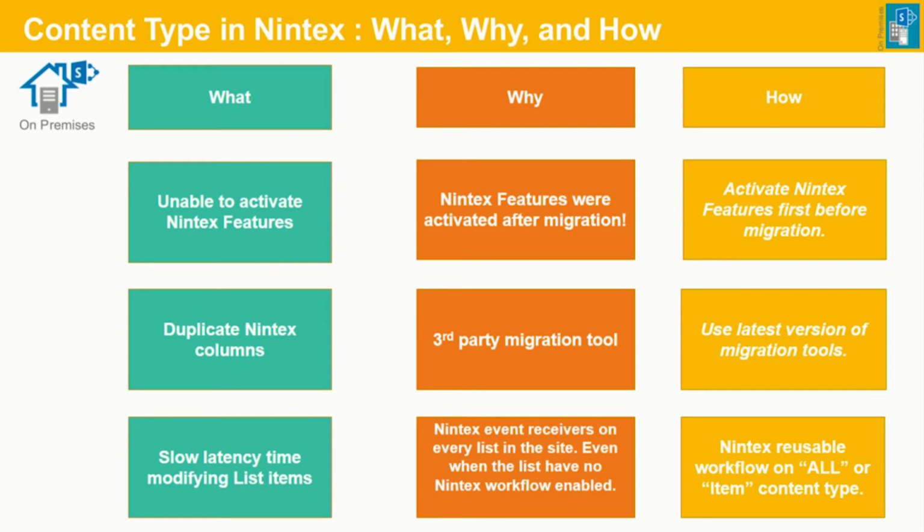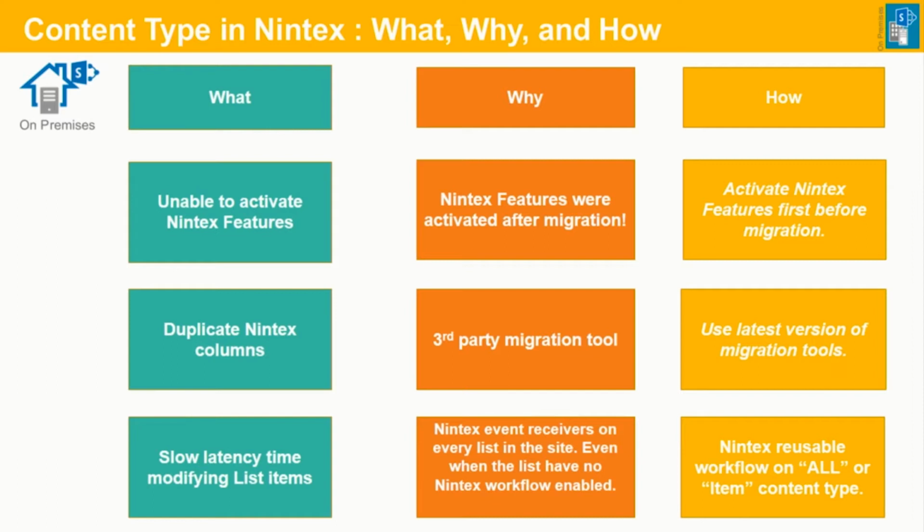Okay. Now, when we run through the issues that we have seen on migration, when you try to migrate, what we have seen is that on the destination side, they cannot activate the Nintex features. What that means is that the content type has already been activated on the source site collection. What we recommend is that you go to the destination before migration, activate the Nintex features, that will add your content type, then do the migration. As we can see, the sixth one is the duplicate columns.